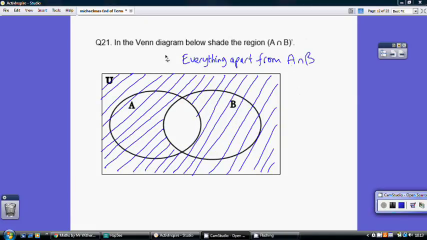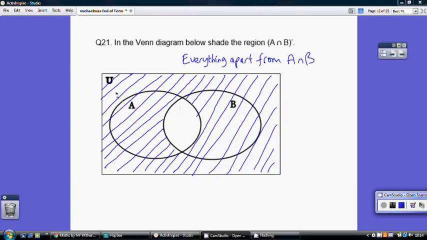Question 21. This little dash is the complement set. That just means the bit which is not what's in the bracket. So really think about the bracket first of all. The bracket is A intersection B. So that's the little bit in the middle. Now we want everything which is not that. So that's everything in the whole of the Venn diagram shaded apart from that bit.